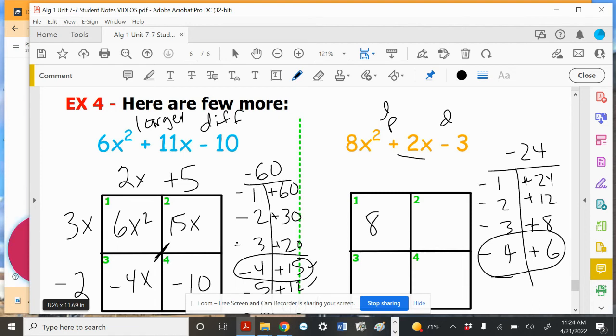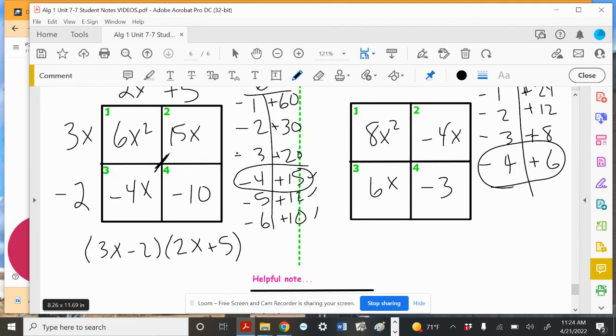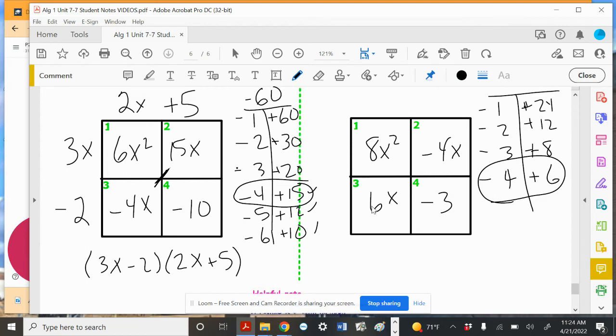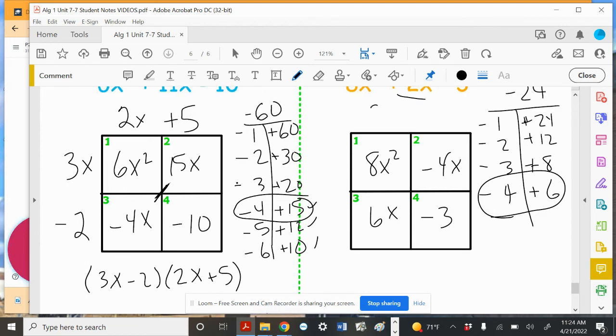So we have 8x squared. We have negative 4x, 6x for the 6, and negative 3. And now we look at the first column. The first column says what's common to these two. That would be a 2. So we have 2x. For the second column, what's common to 4 and 3? That would be a 1.